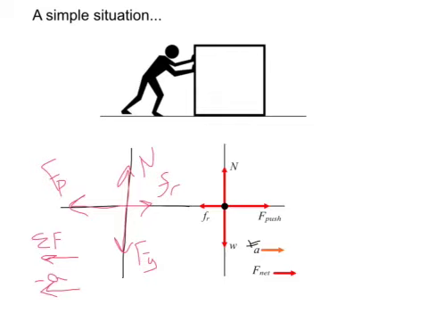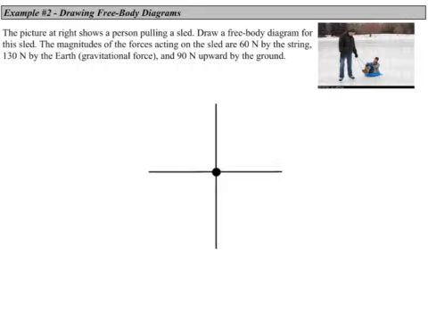The thing to really make sure you understand is that our acceleration will always point in the same direction as the net force. And in this example, all of our forces are happening within our x direction and y direction. So let's look at what happens when we have a force at an angle. Like in this picture at the right, we have a person pulling a sled. We're going to draw a free body diagram for the sled. The magnitudes of the forces acting on the sled are 60 newtons by the string, 130 newtons by the earth, and 90 newtons upward by the ground.